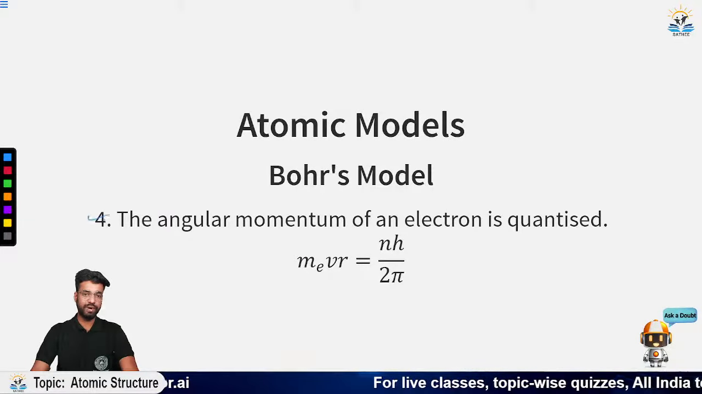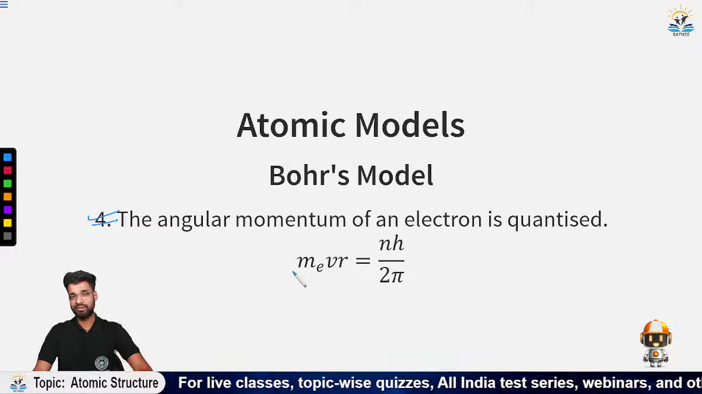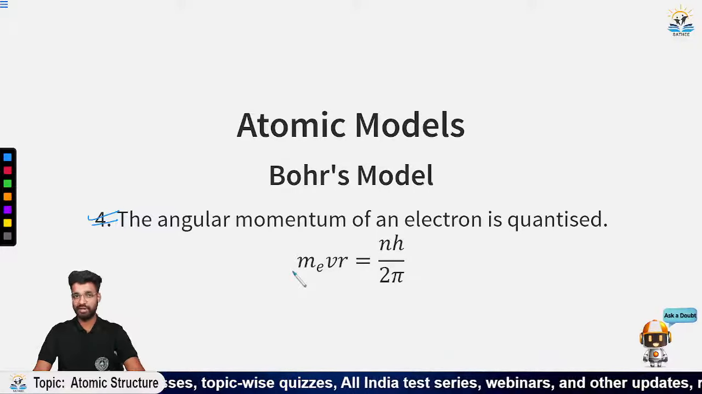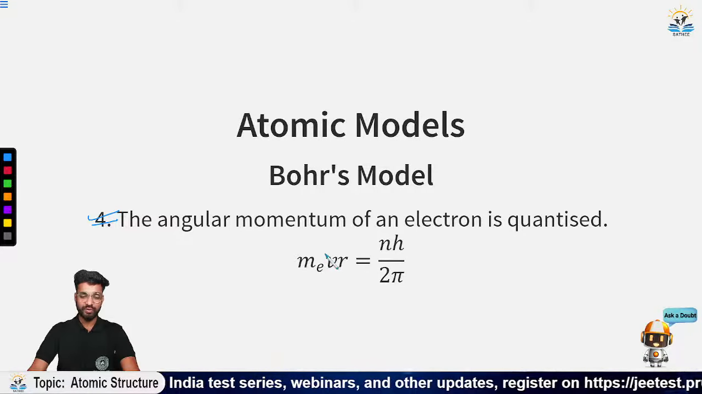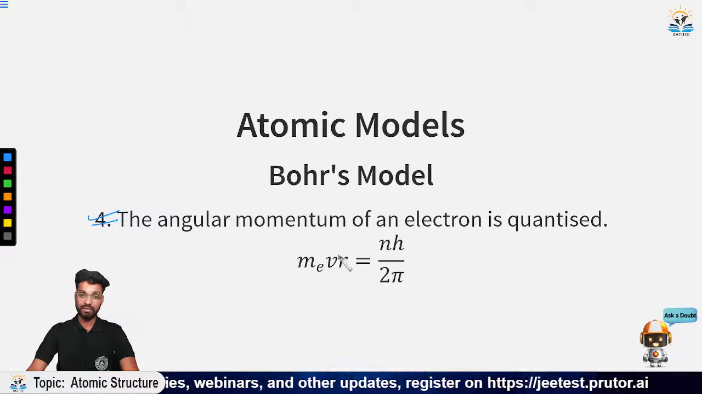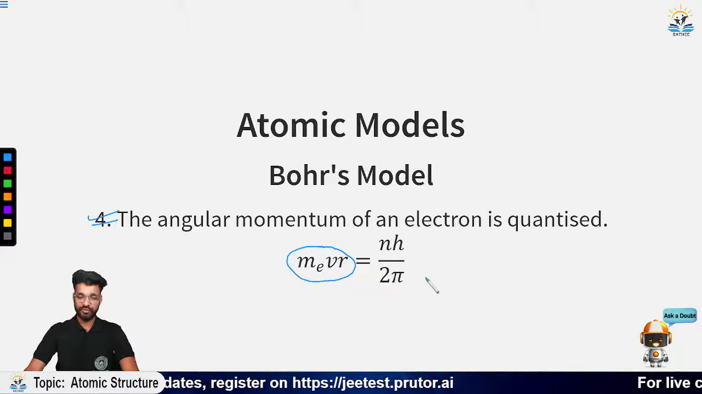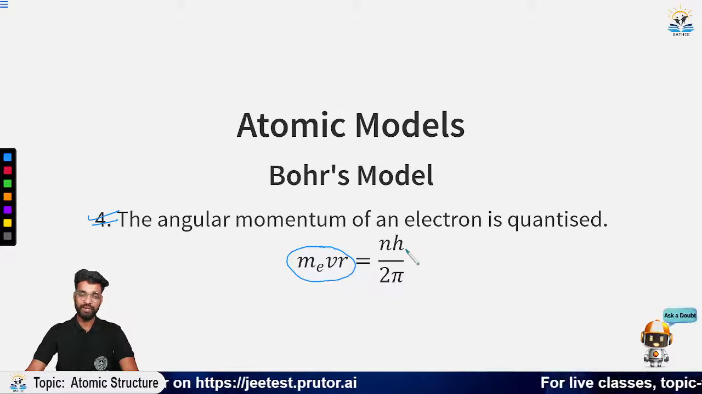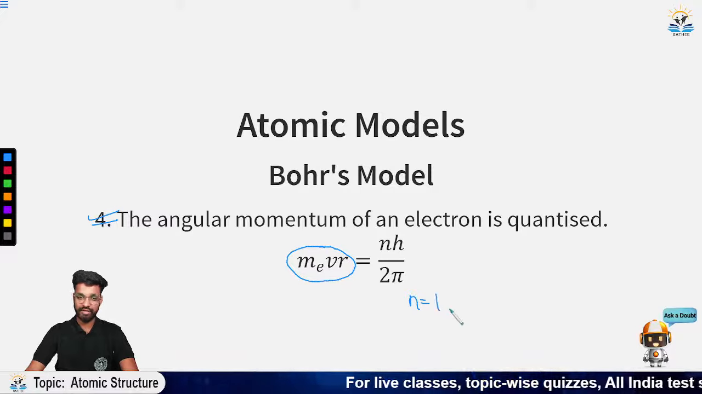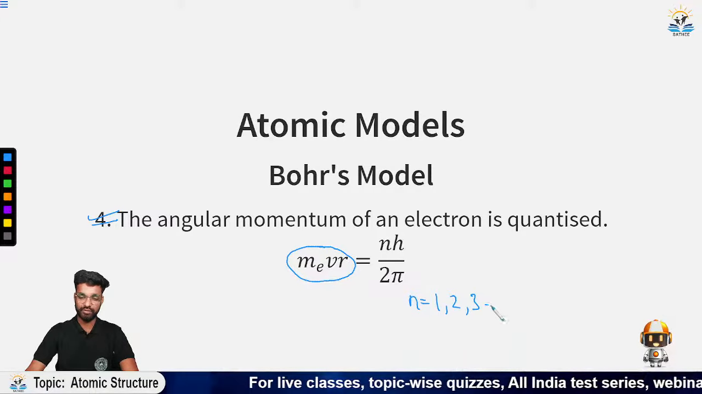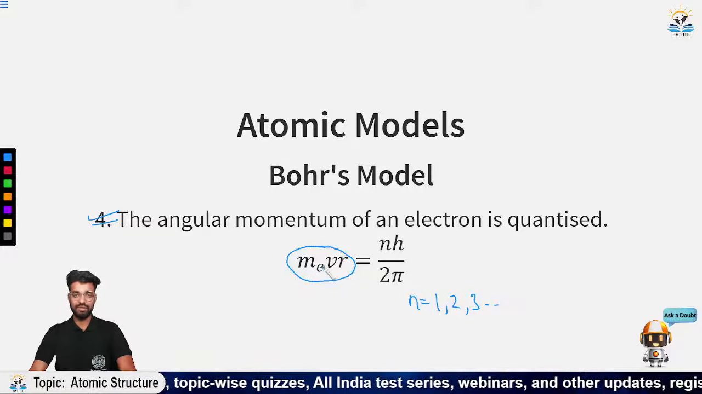Now this is the interesting part of the Bohr model. He said that the electron can revolve around the nucleus in certain orbits only, those in which its angular momentum is an integral multiple of h by 2 pi. So n can be 1, 2, 3, 4 and so on. So this was an interesting fact about the Bohr model.